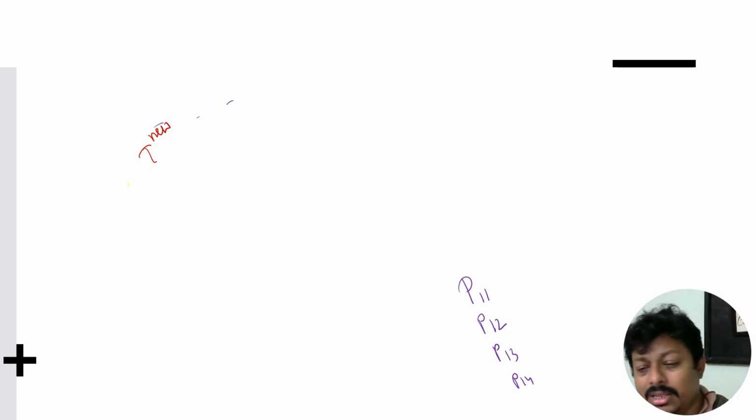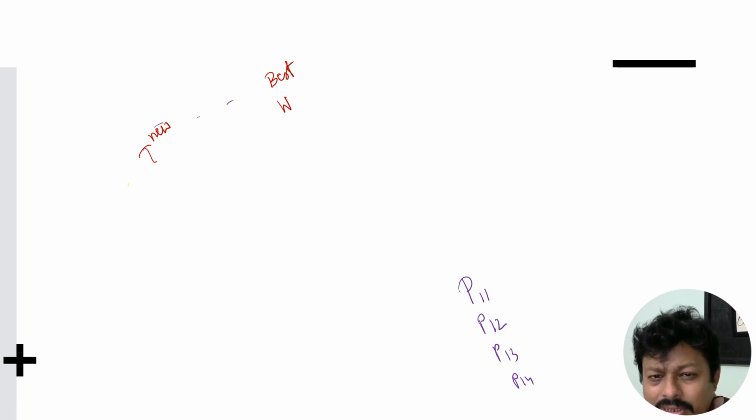Now there can be some cases. Look, after the first iteration, we have one path which is best, one path which is worst, and remaining 2 paths neither best nor worst, right? NB, NW1, NB, NW2.